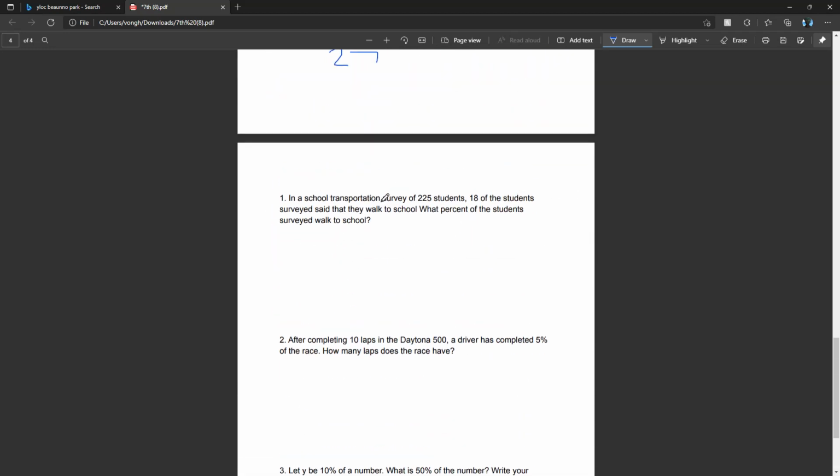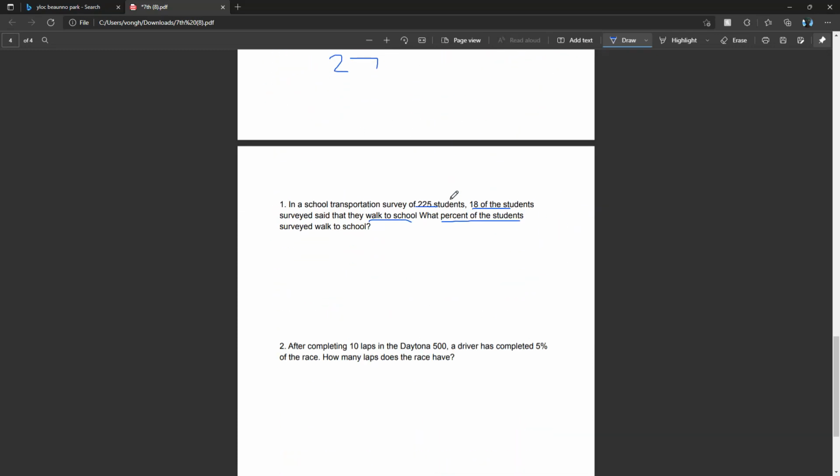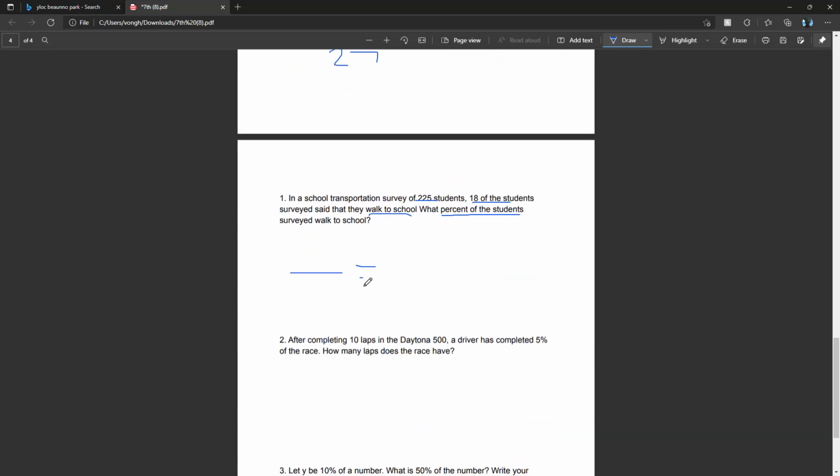So in a school transportation survey of 225 students, 18 of the students surveyed said that they walked to school. What percent of the students surveyed walked to school? So we were given a total of 225 students, and only 18 of them said they walked to school, and it's asking for what percent. So we would use a proportion. Let's make it out of 100 again. Since it's asking for what percent, we'll just put x as our percent.